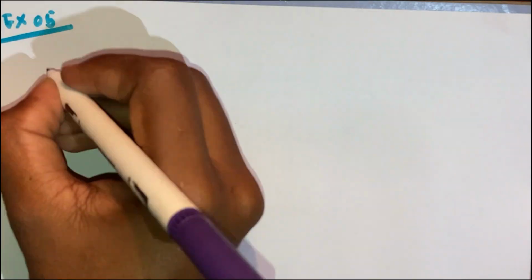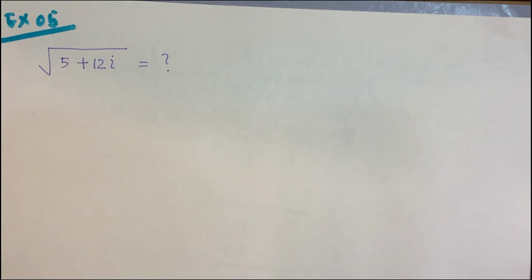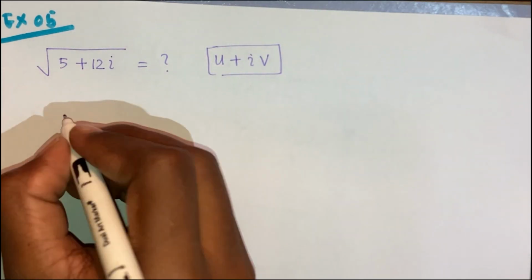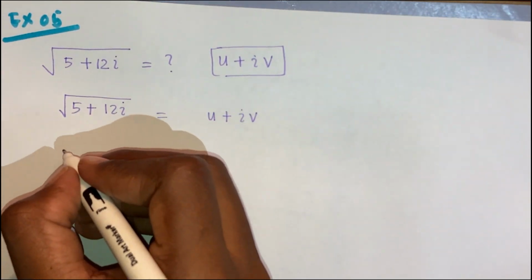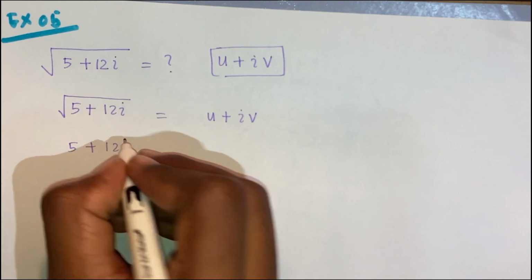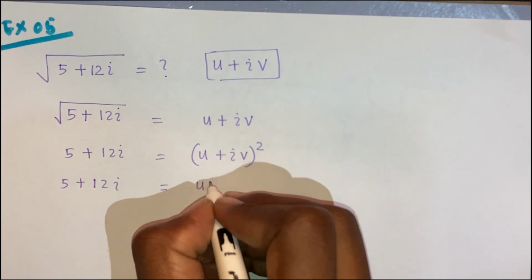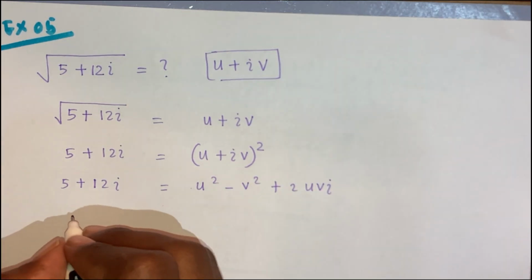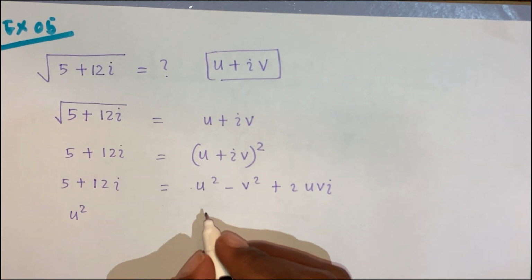Example 5. Square root of 5 plus 12i. How to solve this? As you know, when solving for a complex number, the result will also be a complex number, so we assume it is u plus iv. Then square root of 5 plus 12i equals u plus iv. Square both sides of the equation. Now, move all the terms to one side of the equation.